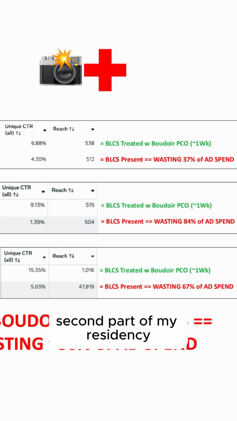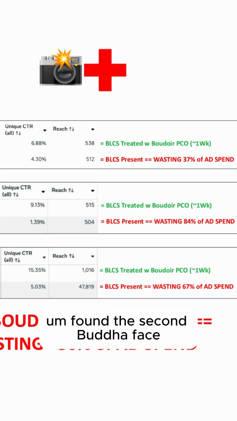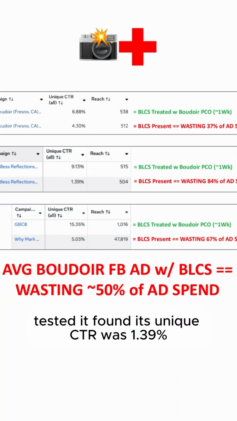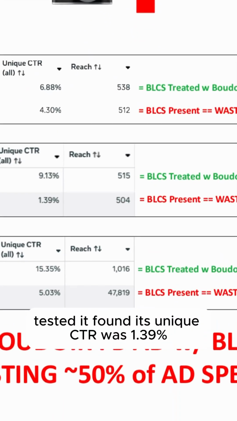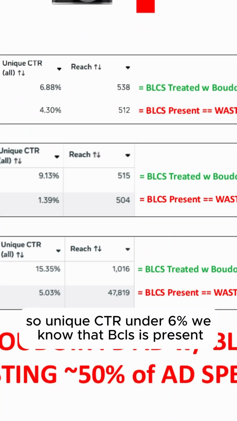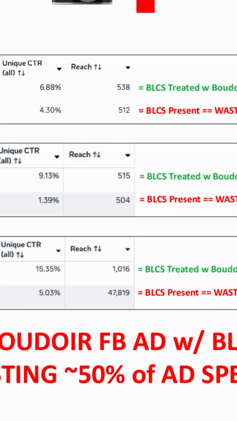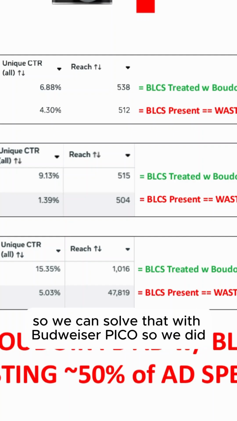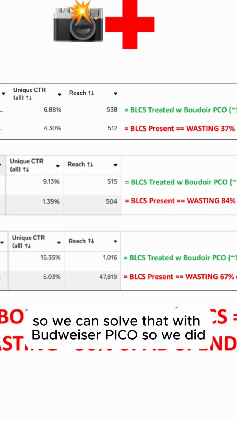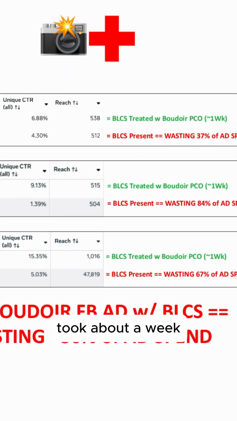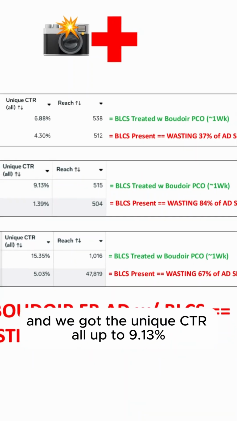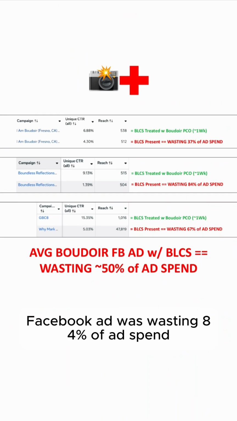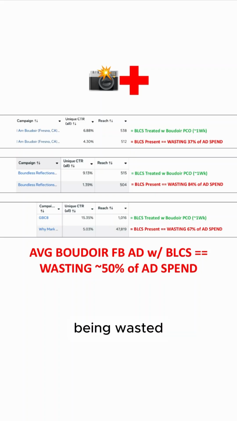Second part of my residency, I found a second Boudoir Facebook ad out in the wild, brought it to the hospital, tested it, and found its unique CTR was 1.39%. So with unique CTR under 6%, we know that BLCS, Boudoir low click syndrome, is present. So we can solve that with Boudoir Pico. We treated it, it took about a week, and we got the unique CTR up to 9.13%. So we found out the original Boudoir Facebook ad was wasting 84% of ad spend.